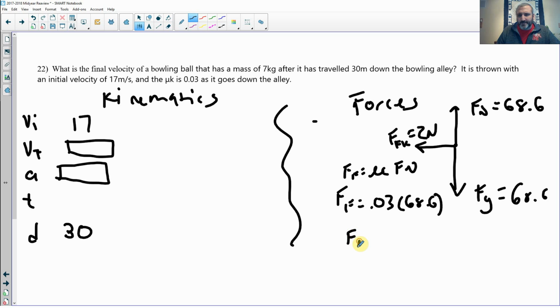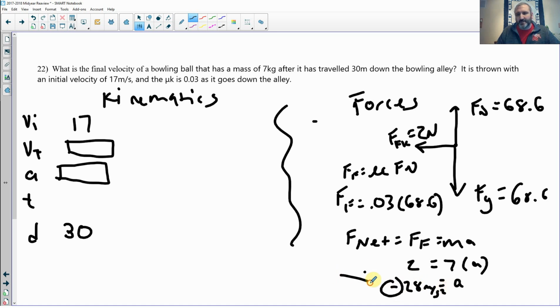And the net force, which equals friction, gives me mass times acceleration. So 2 newtons equals 7a. 2 divided by 7 gives us an acceleration of negative 0.28 meters per second squared. I'm saying negative because it is slowing down.